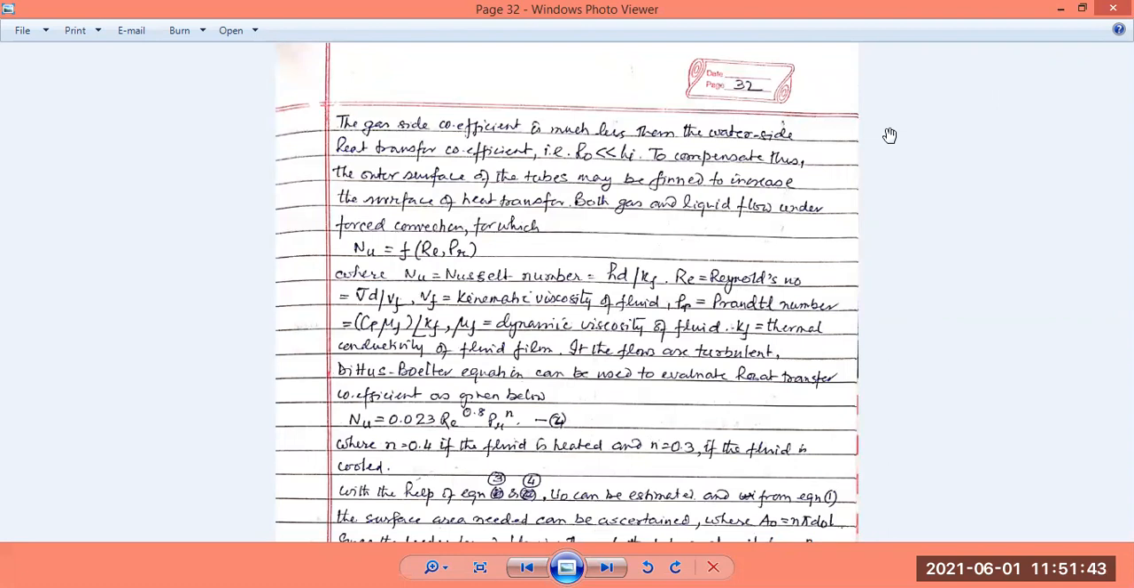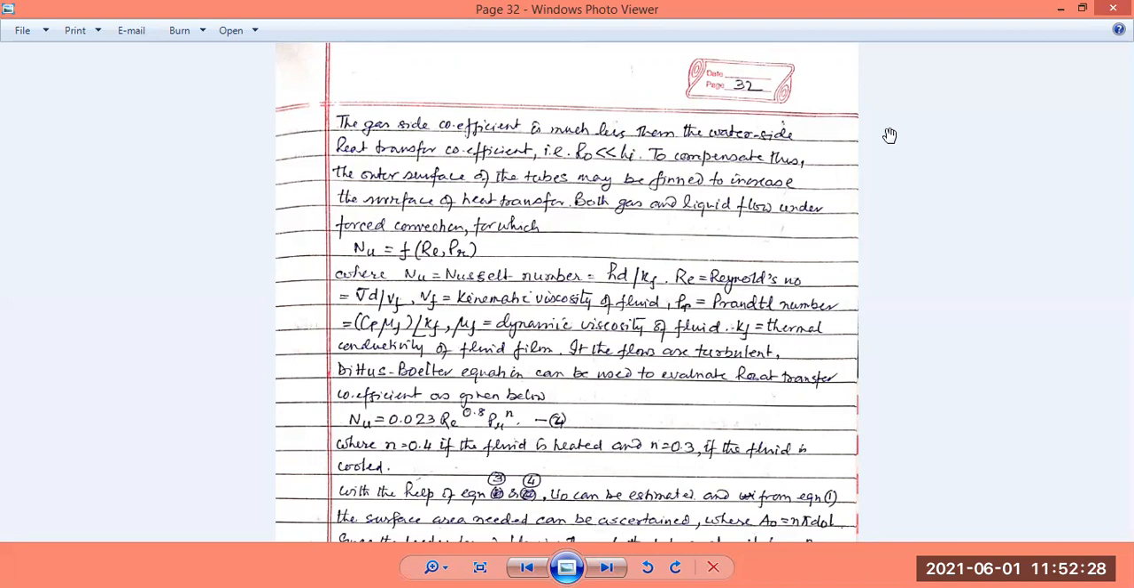The gas side coefficient is much less than the water side heat transfer coefficient. The gas side coefficient is much less than the water side heat transfer coefficient, that is h0 is less than or equal to h1. Hence, the gas side coefficient, meaning the outside flue gases heat transfer, is much less than the water side heat transfer coefficient. That is, outside is much less than inside. To compensate for this, the outside surface of the tubes may be finned to increase the heat transfer surface.